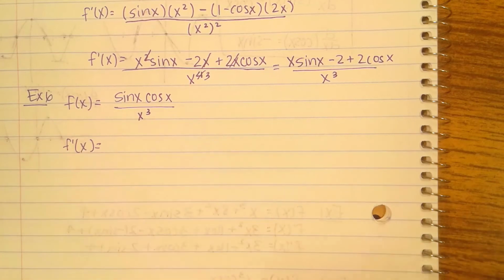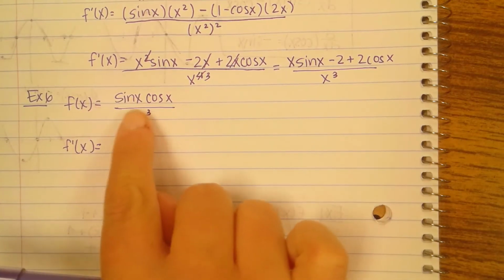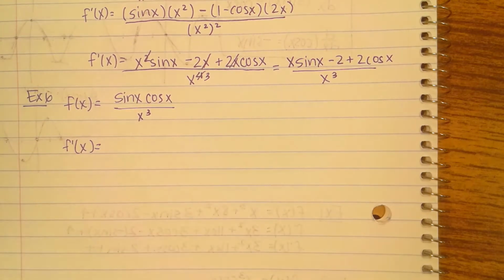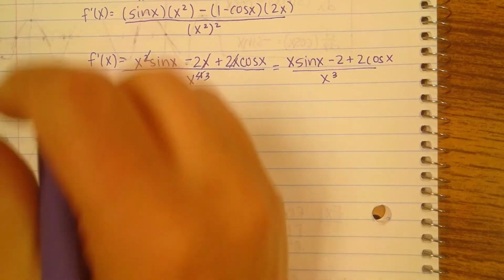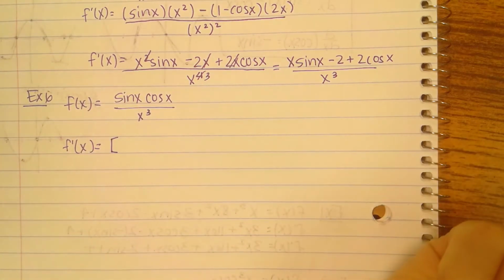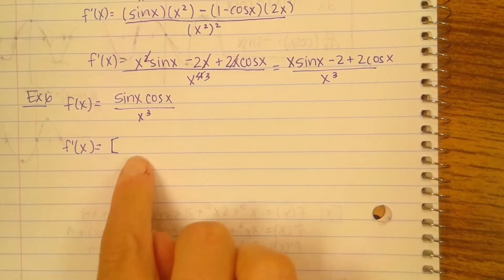Alright, this one's a little bit more complicated yet because we're dealing with not only a quotient, obviously, but we're also dealing with a product. So this is a product rule within the quotient rule. So when we take the derivative of that top function, we have to apply the product rule, so it'll be a little bit longer, a little bit more complicated.